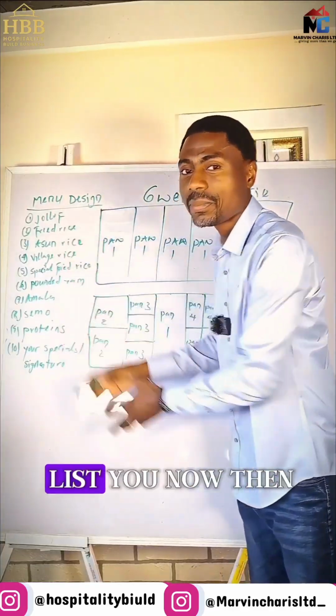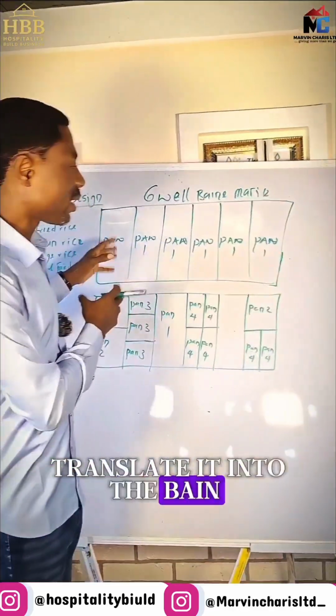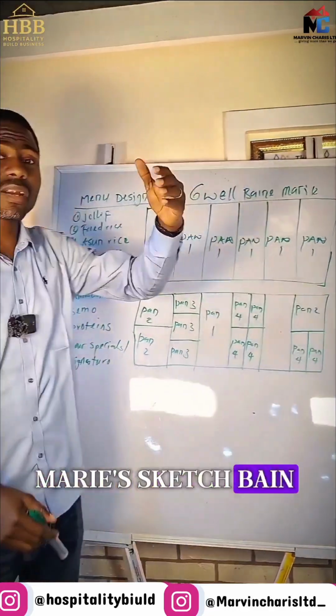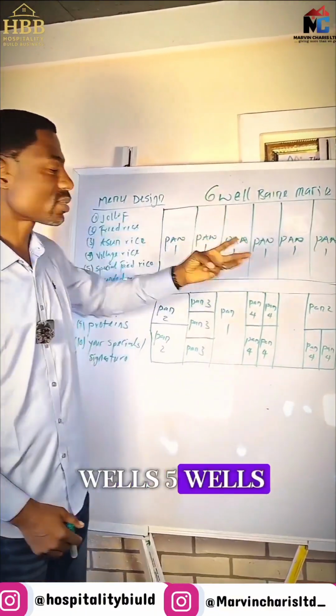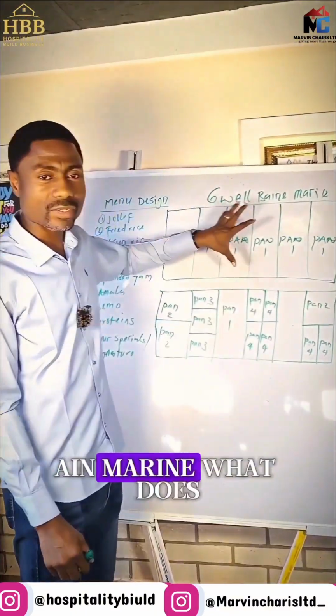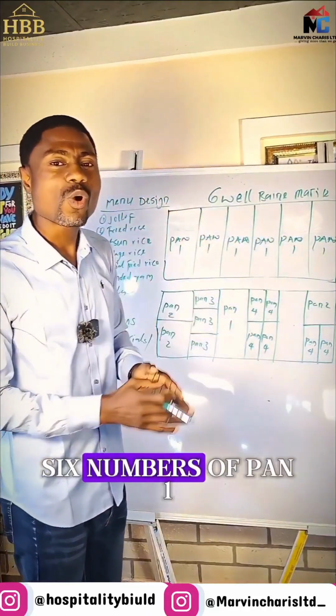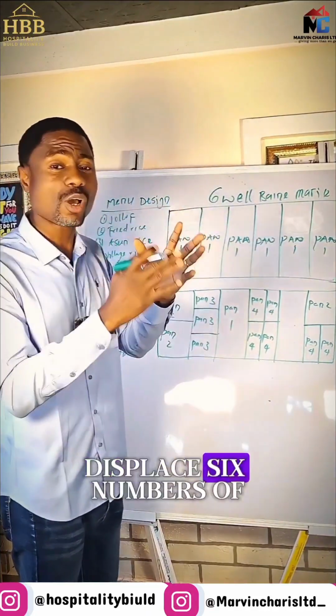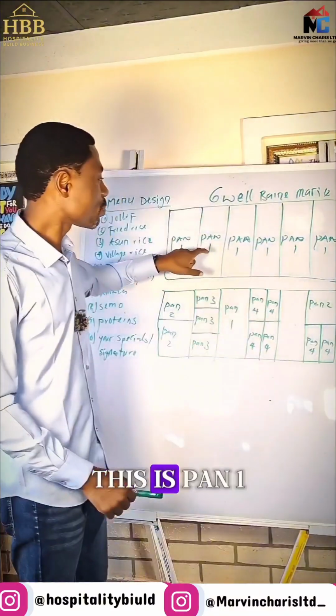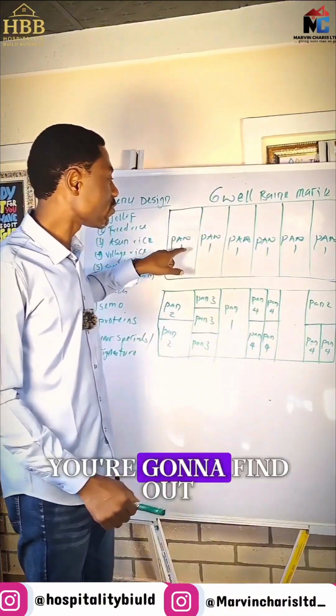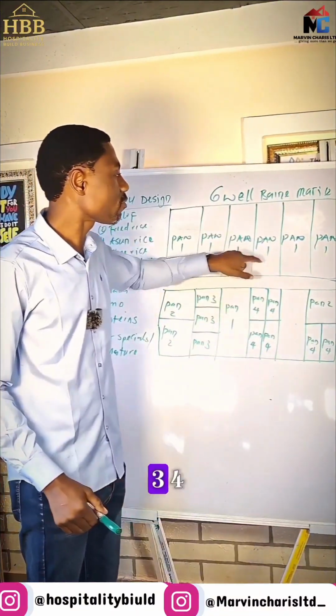After you have this list, you then translate it into the Bain sketch. This is the Bain sketch. Bain comes in 6 wells, 5 wells, 4 wells. This is a 6-well Bain. What does a 6-well Bain mean? It simply means that it's able to contain 6 numbers of pan 1 size. This is pan 1. This is pan 1. If you count it, you're going to find that it's 6. 1, 2, 3, 4, 5, 6.